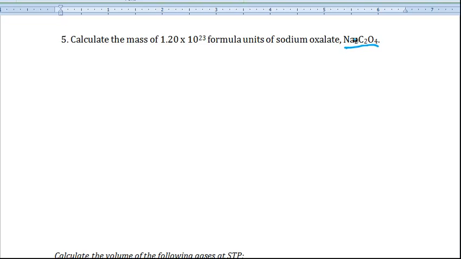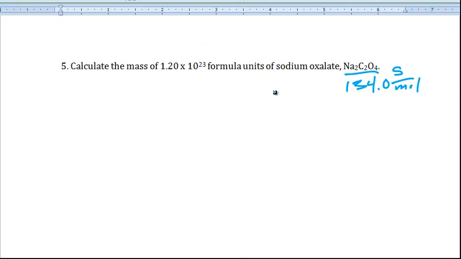The molar mass of sodium oxalate is 134.0 grams per mole. That is the molar mass. And with that, you should be able to calculate the mass of that many formula units of sodium oxalate. Oh, and the answer, as promised, would be 26.7 grams of sodium oxalate.